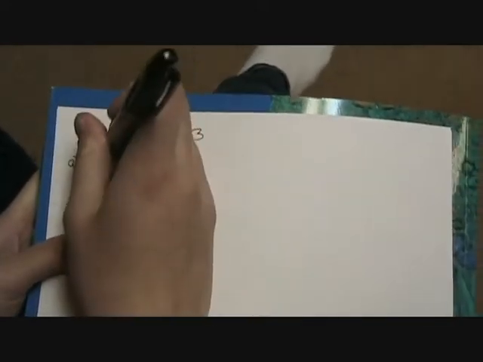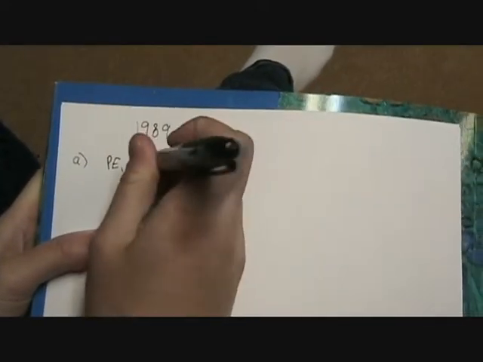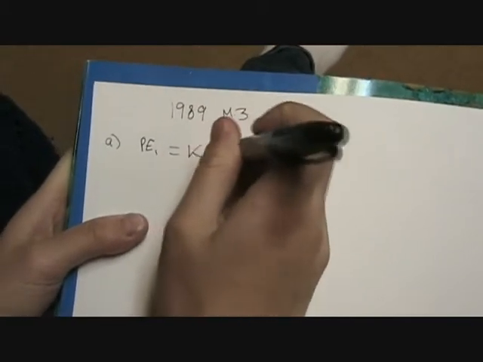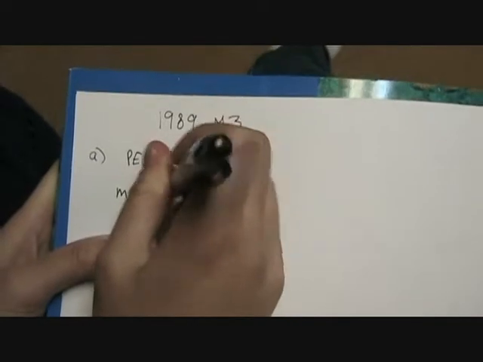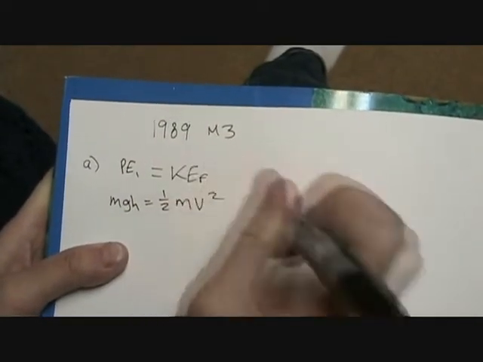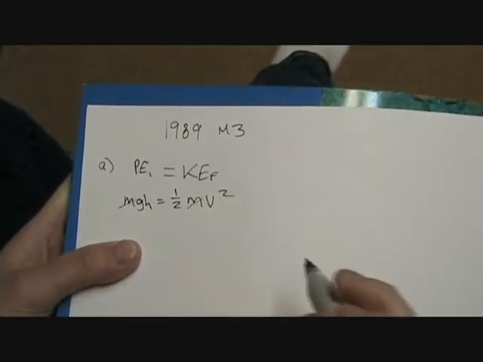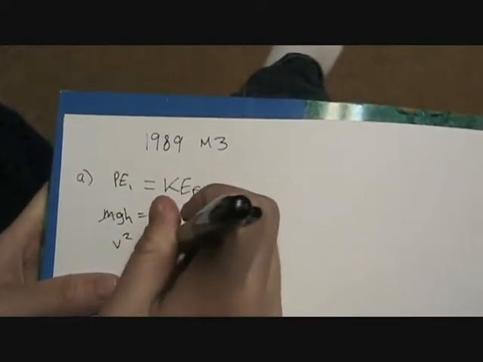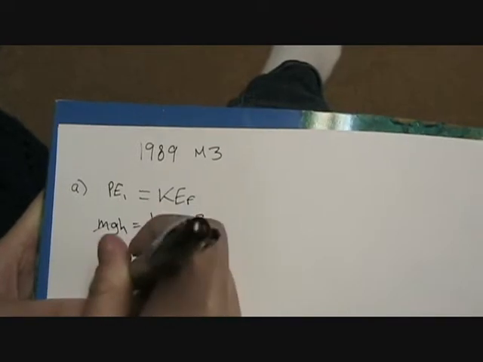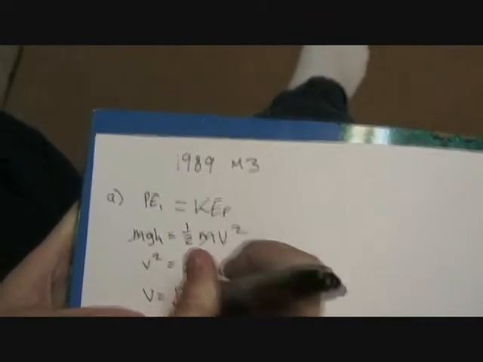So part A asks, determine the speed of the block at the instant it hits the end of the spring. So for this, we're going to do conservation of energy. So the initial potential energy equals the final kinetic energy. And that equals mgh equals 1/2 mv squared. And the m's cancel, which then you can move it to make it v squared equals 2gh, and then v equals square root of 2gh.